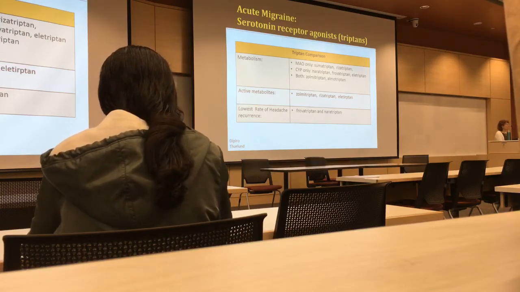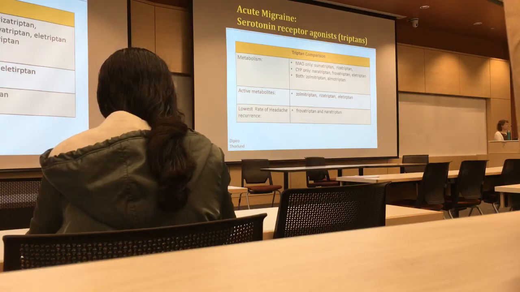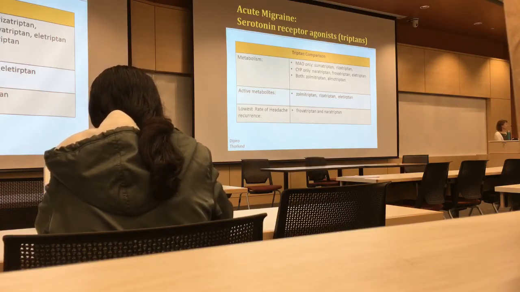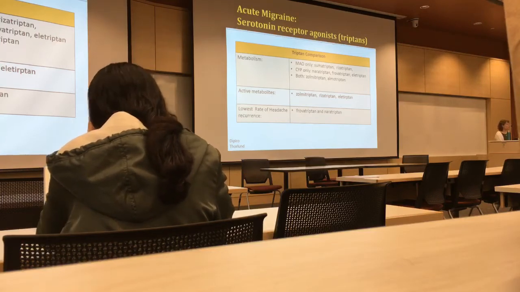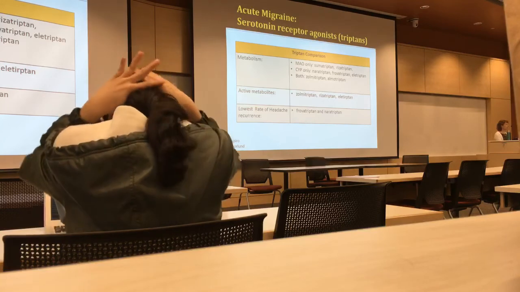And these agents that have active metabolites are going to act a little longer. And then frovatriptan and naratriptan are good for people, remember, we want longer acting agents for those that have a repeat headache. So if people have a headache, it goes away and they get another one right away, these are a better selection. So you want to know frovatriptan and naratriptan are good for people that have that problem.